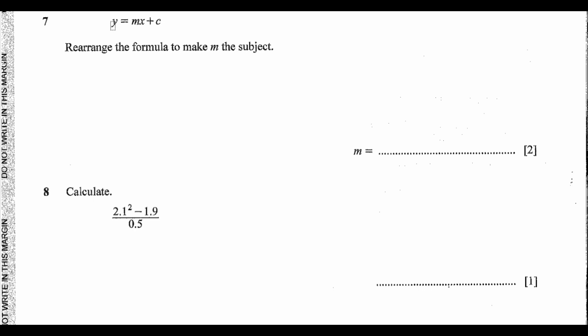Question number 7 says, this is the equation provided, rearrange the formula and make M the subject. So here we have the equation. This C is least attached with our subject M. So I will get rid of the C by subtracting both sides with C. Both C get cancelled out. So Y minus C is equals to M times X.